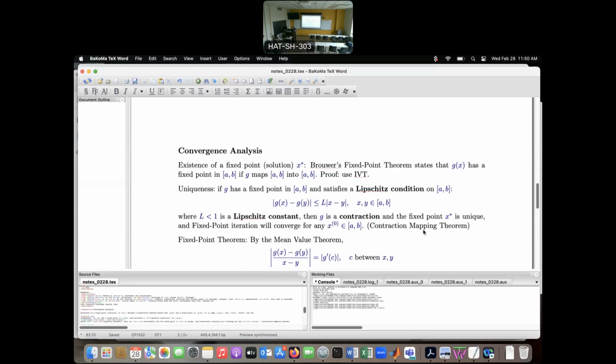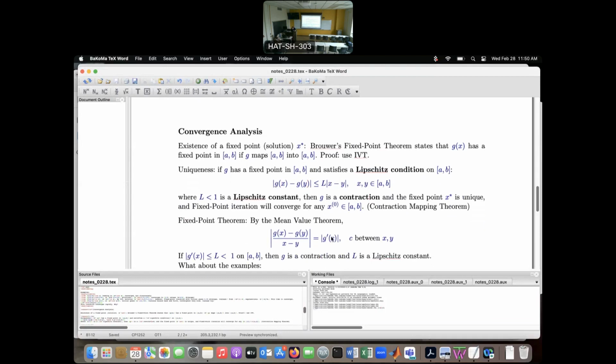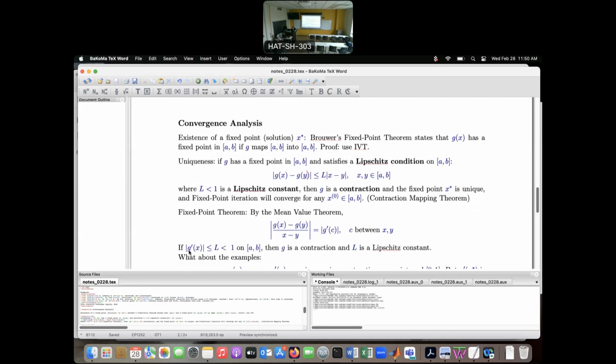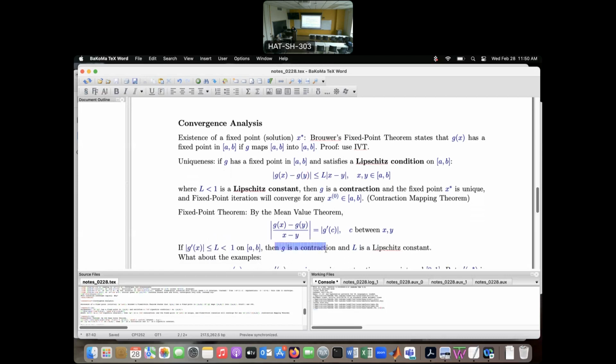Now, we go with a simpler criterion for convergence if a function is differentiable. By the mean value theorem, if I take g of x minus g of y and divide by x minus y, that's equal to the derivative at some point between x and y. So if the derivative exists on [a, b], and if the absolute value of the derivative is less than or equal to the Lipschitz constant, and again, if that Lipschitz constant is less than 1, then we can again conclude that g is a contraction.